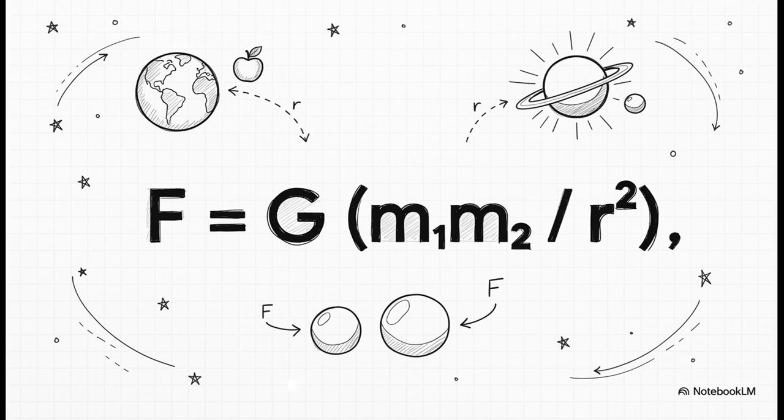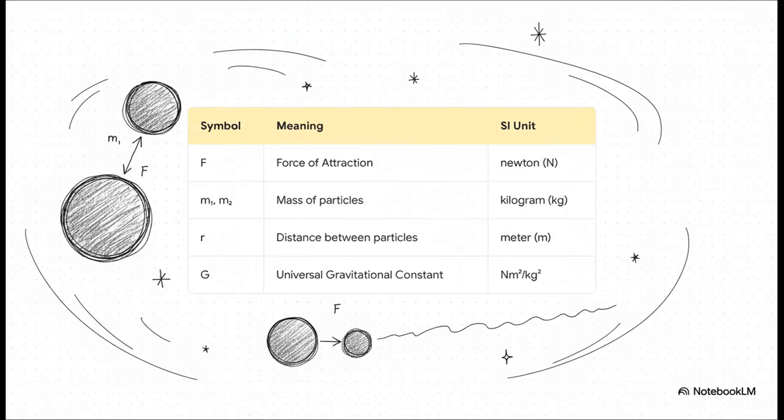And this is the code. This is the mathematical sentence that describes that universal pull. This is Newton's law of universal gravitation. It might look pretty simple, but don't let that fool you. This little equation is the key to calculating the gravitational force between any two things in the entire cosmos. So let's break this down piece by piece.